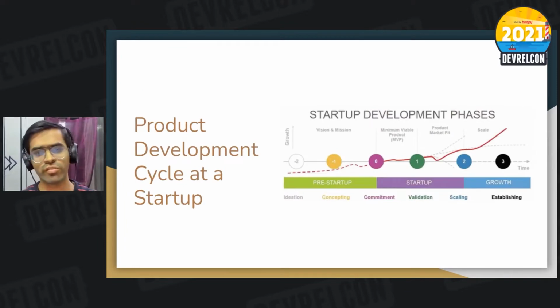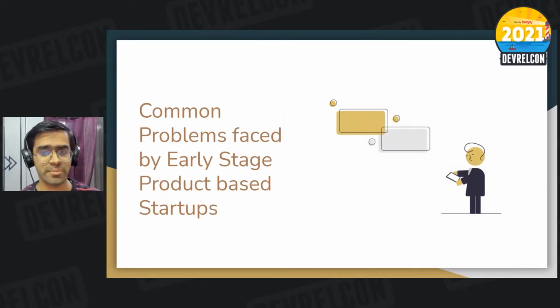Just to quickly recap what a product development cycle looks like at a startup: we start off with the ideation about what the startup idea is all about, then conceptualizing it into creating an MVP based on that idea, and then making sure that the MVP that has been built is really fit for the market segment the product is built for. Once you get the market fit right, you move on to the growth aspect, or scaling up your product. But especially for early stage startups, this entire cycle is not a smooth road.